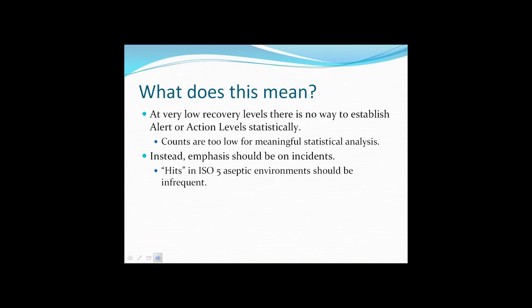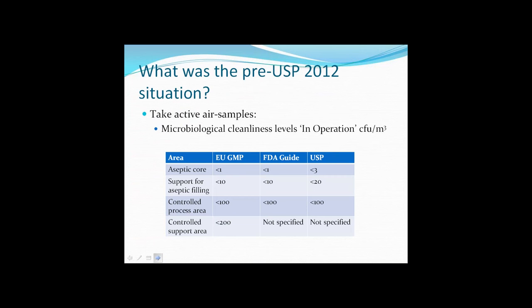So before looking at what the USP considers to be an acceptable level of incidence, or at least a starting point, what was the previous situation? Here I've drawn up a table, looking at active air samples for clean rooms in the operational state. You can see that with EU-GMP Annex 1, the 2004 FDA guide, and the previous version of the USP, the numerical values were essentially identical, albeit with the USP being slightly higher. So that was the situation, relatively harmonized.